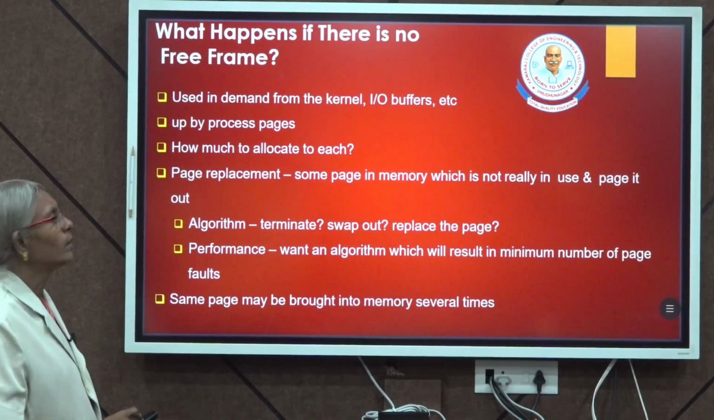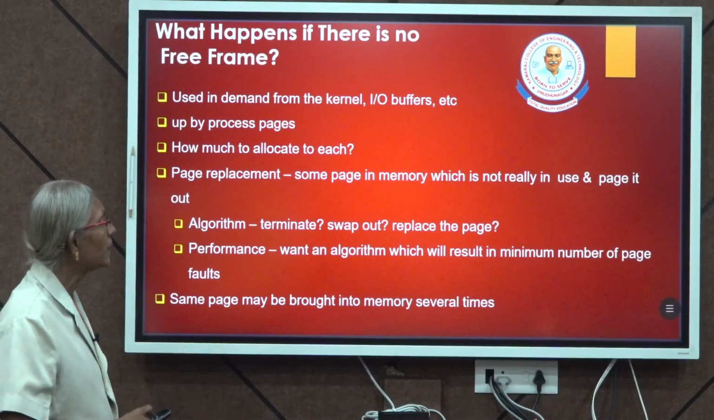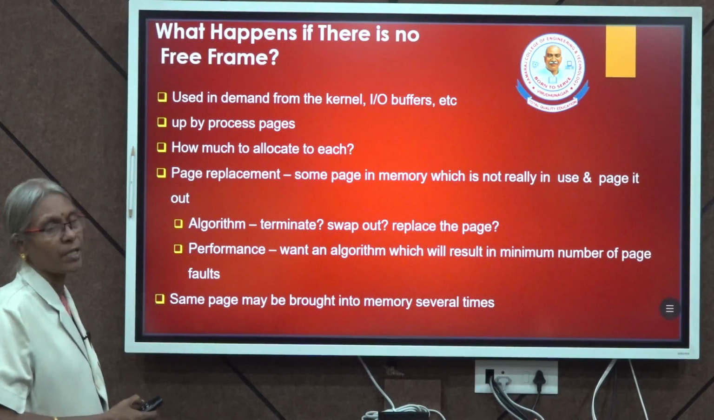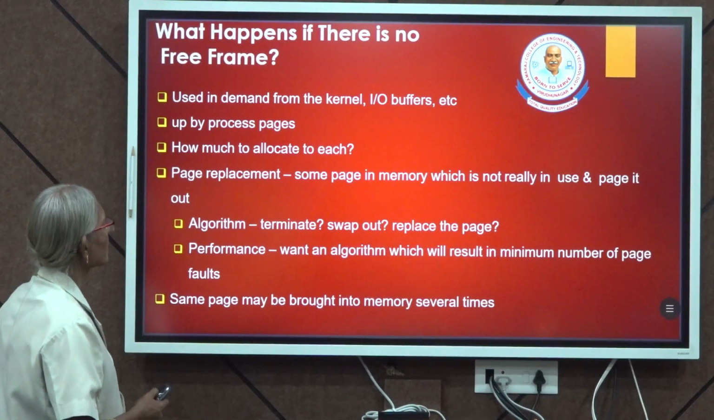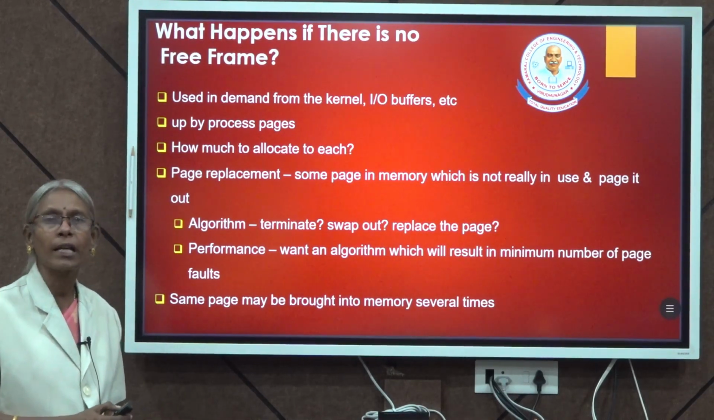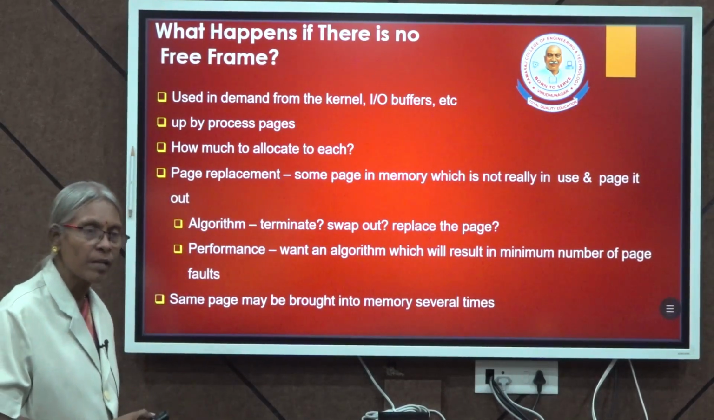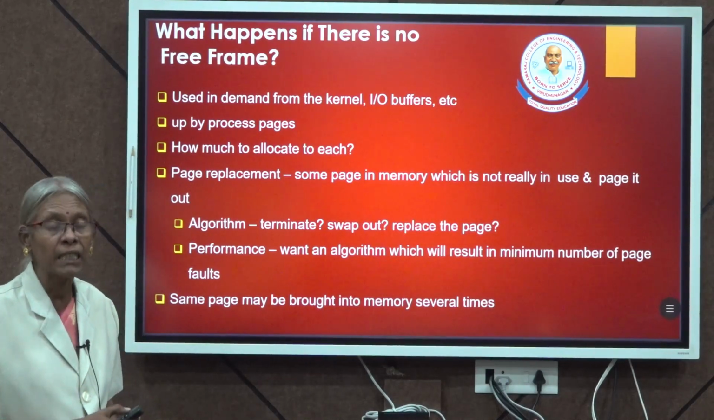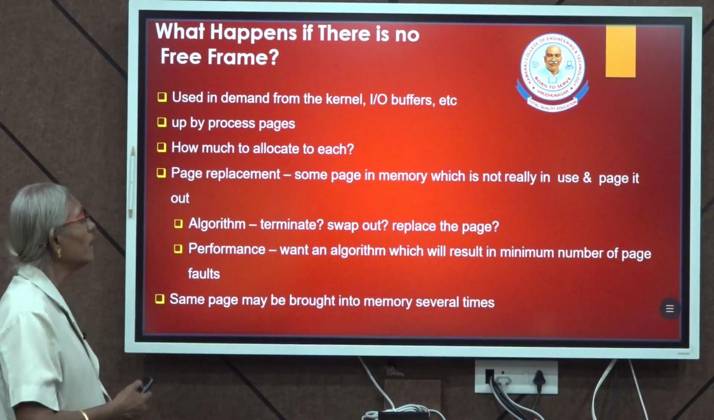And we know there are pages that are due to the kernel, IO buffers and process pages. So many pages are there. So, here there is an issue. How much to allocate to each? If there is an IO request, how much space should be allocated? If there is a request from the kernel, how much page should be allocated to that? So, that is an issue.